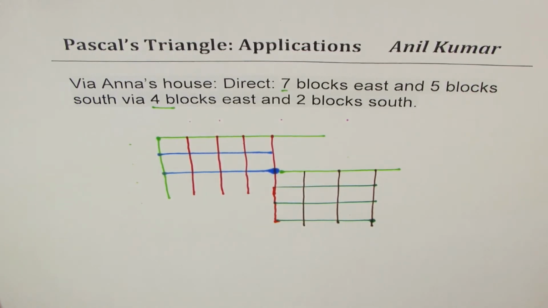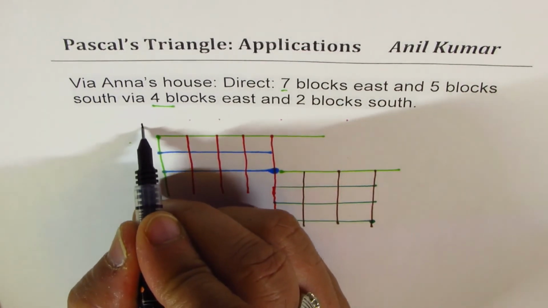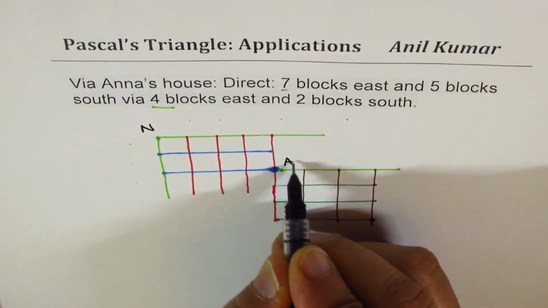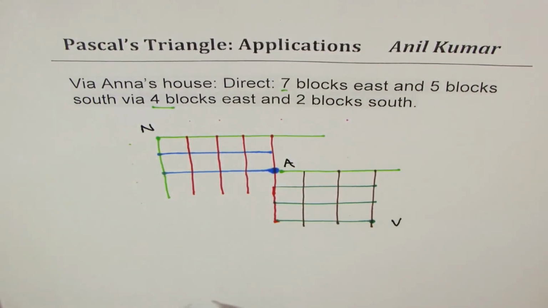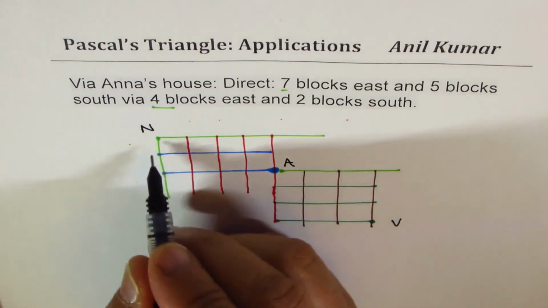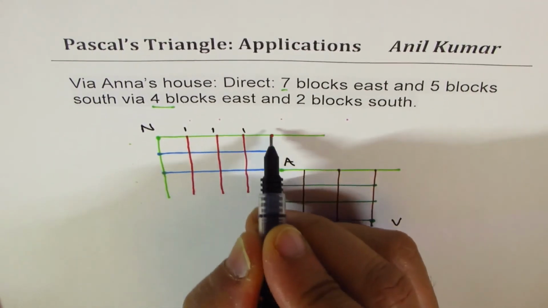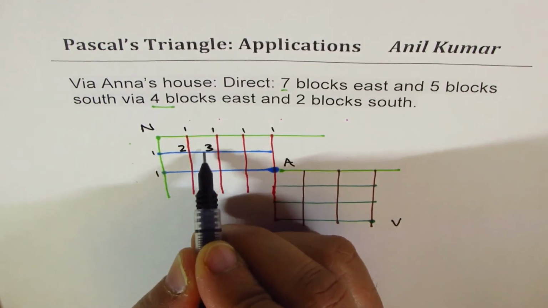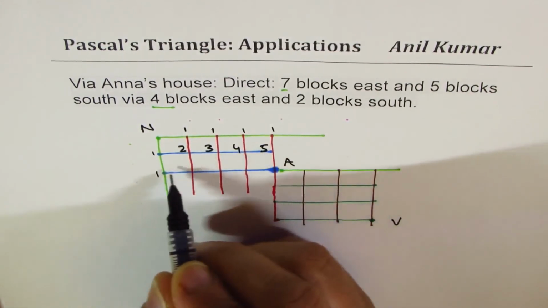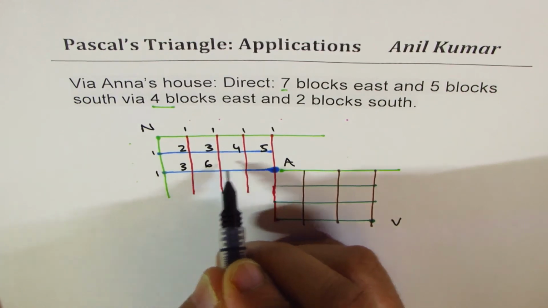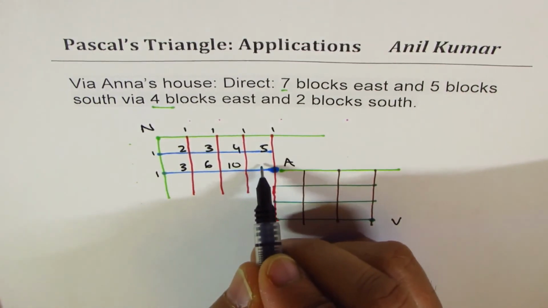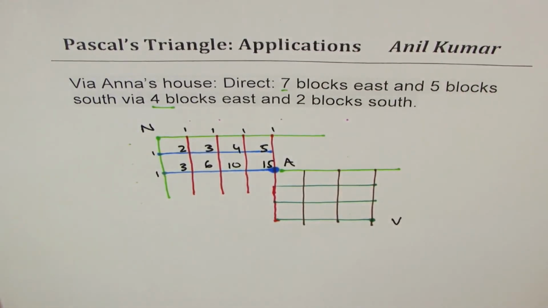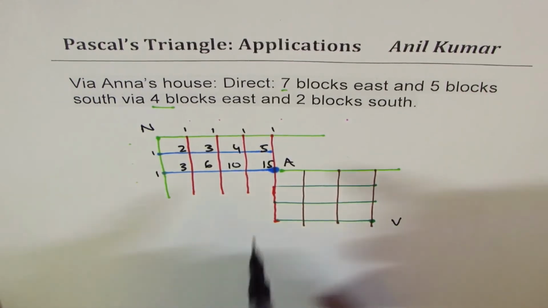Again, same strategy. That is Nirvan. This is A for Anna, and this is V for Vishu. So while going only east or south, it is 1, 1, 1, 1, right? When you add them, you get 2, 2 plus 1, 3, 3 plus 1, 4, 4 plus 1, 5, 1 plus 2, 3, 3 and 3, 6, plus 4, 10, 10 plus 5 is 15. So there are 15 ways to reach Anna's house.